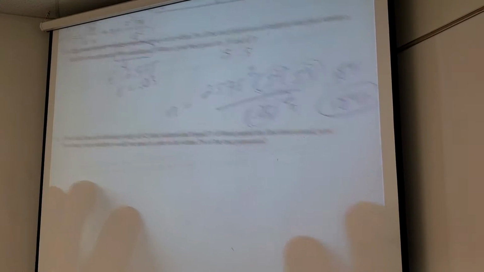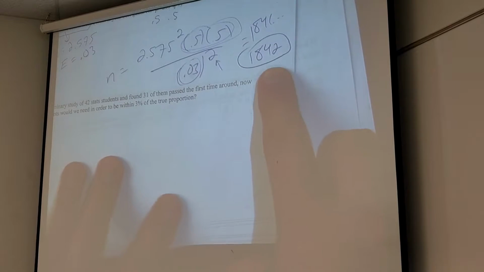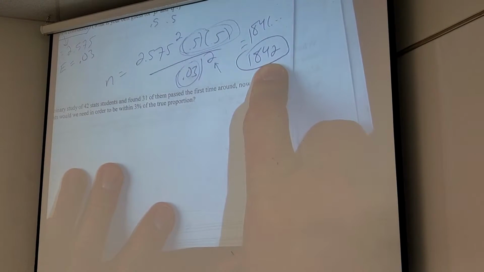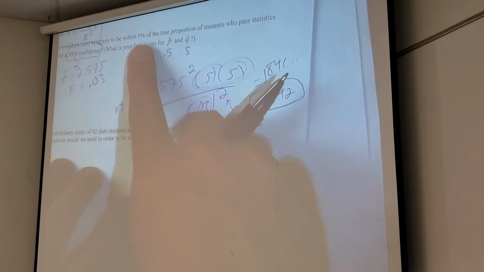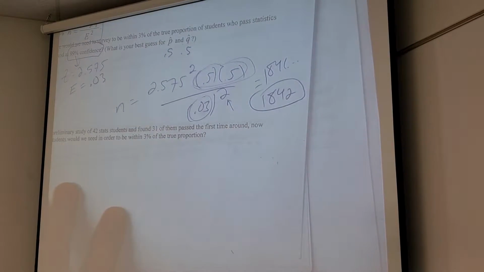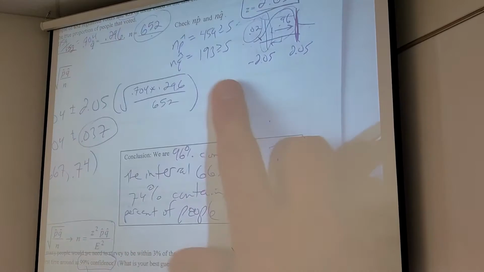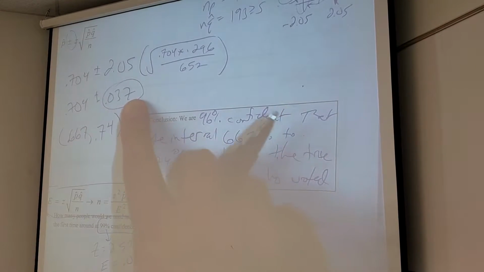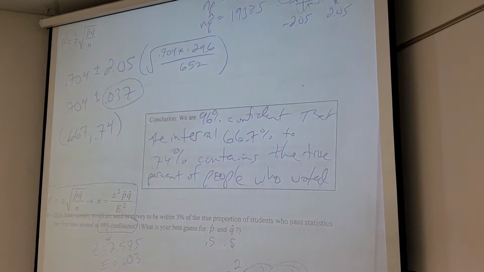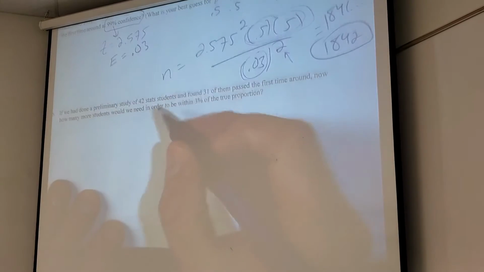error means. So I'd need 1,842 people to ensure that I'm within 3% of the true proportion, which kind of makes sense. Up here, we took 652, and we were within 3.7%, right? So let's see. What if we had done this?